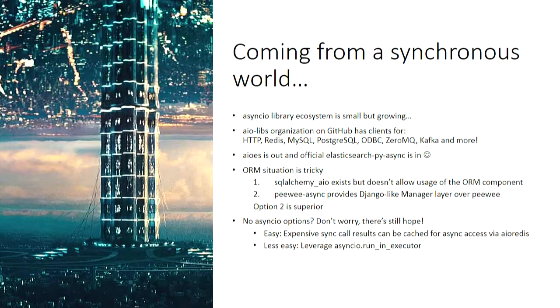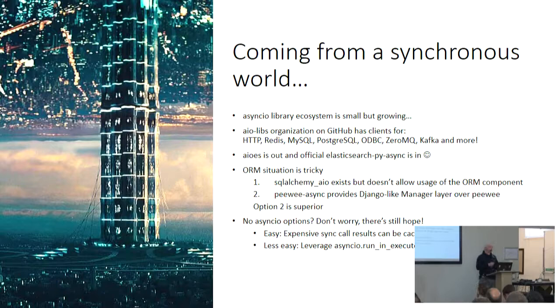So probably the first place you're going to start looking is the AIO Libs organization on GitHub. They encompass a group of different async IO libraries. There's ones that provide support for Redis, MySQL, Postgres, ODBC, 0MQ, Kafka, HTTP. And in fact, obviously, the AIOHTTP library is a big deal because so many modern services use HTTP. So having that AIOHTTP library gives you a lot of flexibility with regard to what you connect to with your asynchronous code.